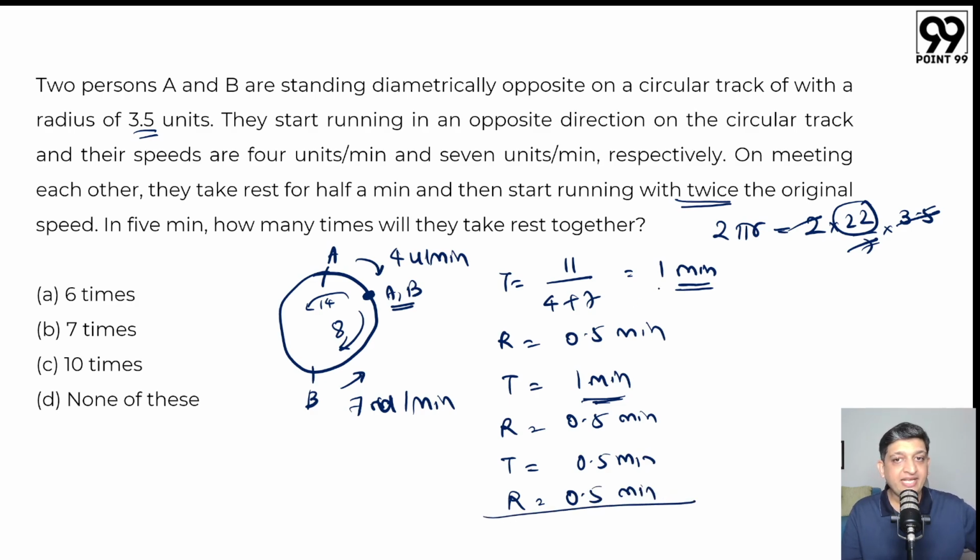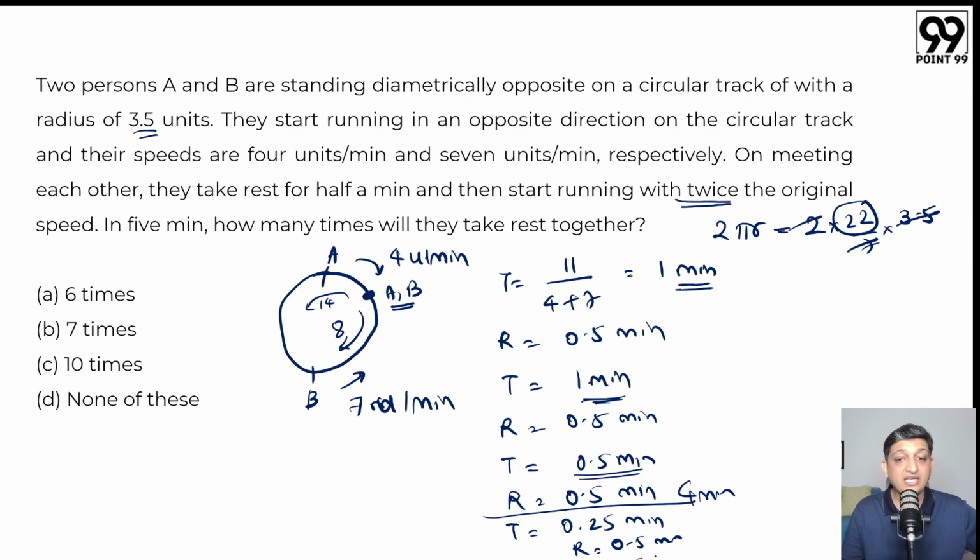Now let's see how much time has passed since the motion started. So 1 plus 0.5 is 1.5, plus 1 is 2.5, plus 0.5 is 3, 3.5 and 4. So we are now at 4 minutes. But what will happen the next time they are traveling? It will be half of this because the speed again becomes double. So we are going to have a travel time of 0.25 minutes followed by a rest time of 0.5 minutes.